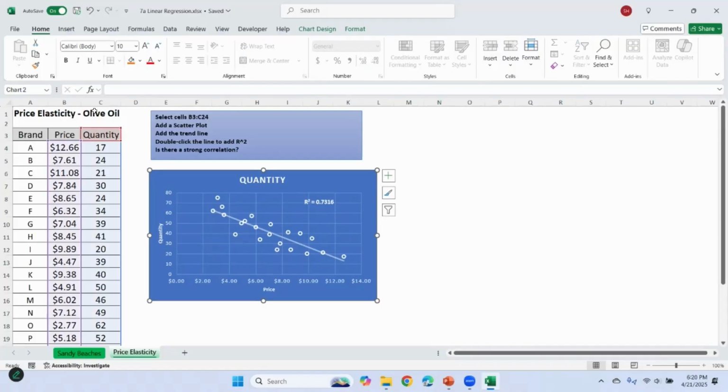All right, so let me save this. I will put this in the Google Classroom. Please download this, okay? Download this and just try to work on the scatter plot.